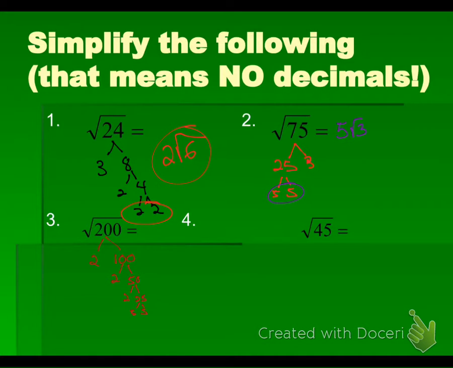Okay, so we now circle the ones that have buddies. We have 1 pair of 5s that have a buddy. We have 1 pair of 2s that has a buddy. What doesn't have a buddy is the 2. So 2 times 5, square root of 2. We multiply those together. We get 10 square root of 2.